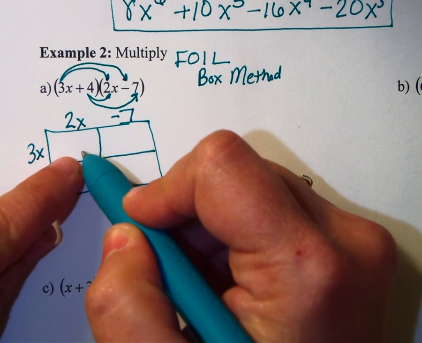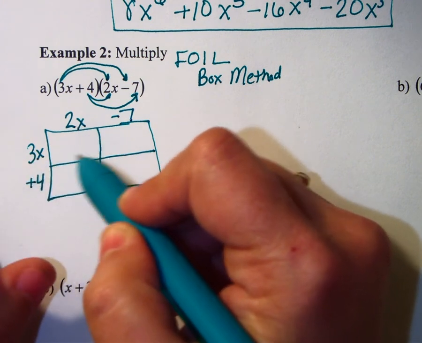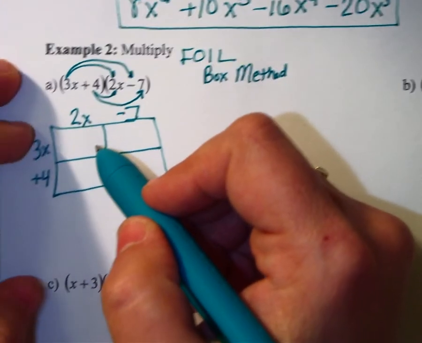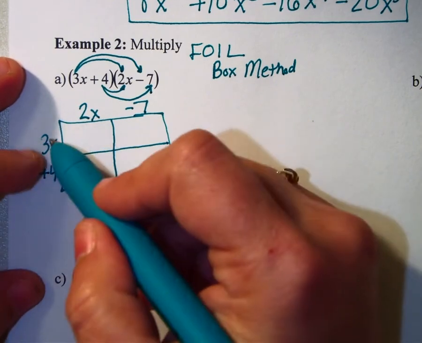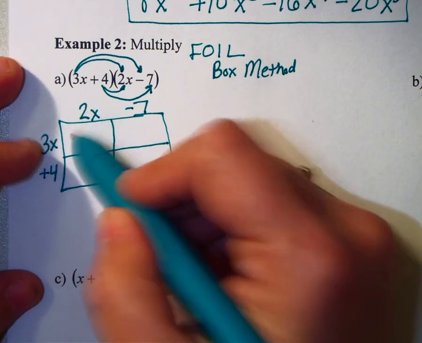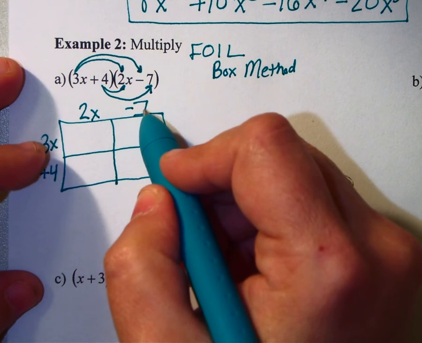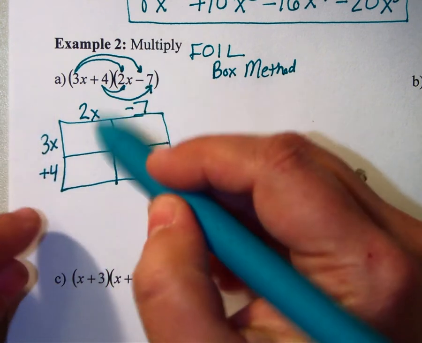Notice we're going to multiply the first numbers first, then we're going to do the outside numbers, then we're going to do the inside numbers, and then we're going to do the last. It doesn't matter whether you write it out this way and do it long ways or you put it in the box method.